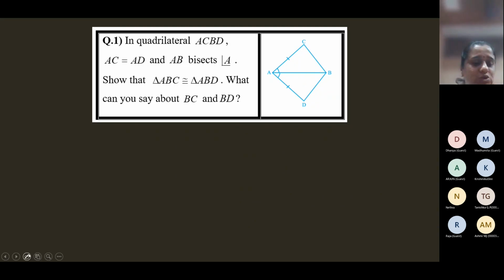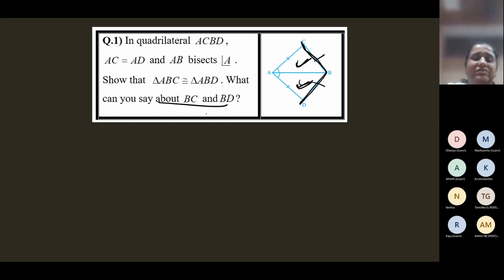With this information, you should show that these two triangles, this triangle and this triangle, are congruent to each other. And then you have a question. What can you say about BC and BD? BC is a side of this triangle. BD is a side of this triangle. What can you say about those two sides? That they are equal. Because once the triangles are congruent, their corresponding sides will be equal.